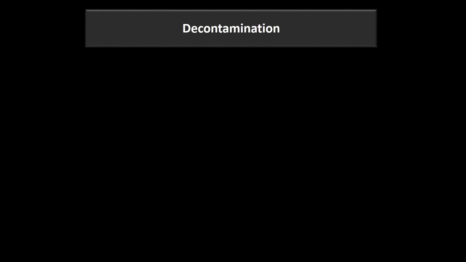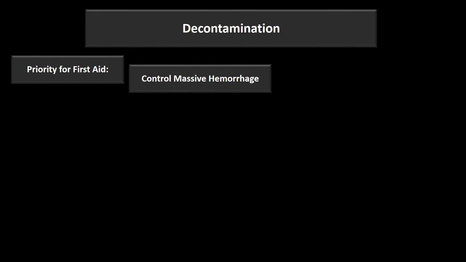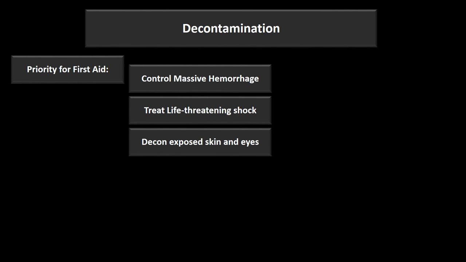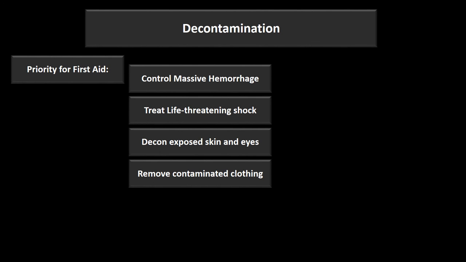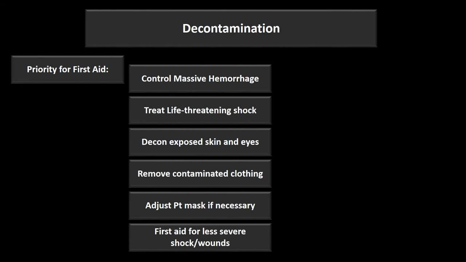Moving on to decontamination. Our principles of decontamination is to avoid spreading the contamination to clean areas. We need to manage our casualties without aggravating their injuries, but we also need to stop the spread of this chemical agent. So priority is going to be first aid. We got to control massive hemorrhage first. Treat life-threatening shocks. Decontaminate the exposed skin and eyes. Remove the contaminated clothing. Adjust the patient's mask if necessary, and then do your first aid for less severe shock and wounds.